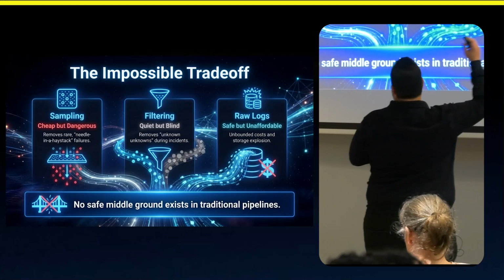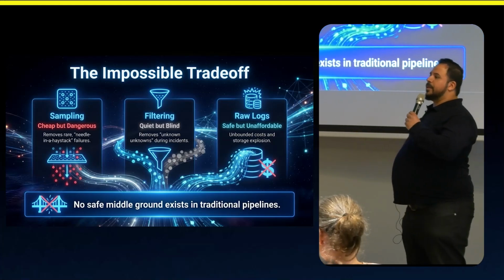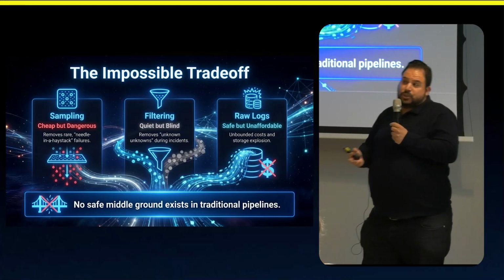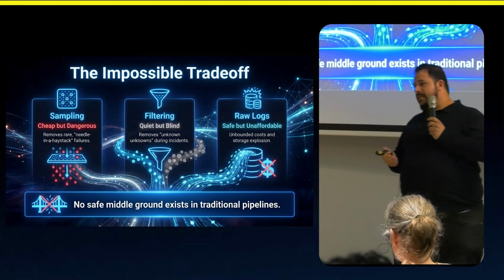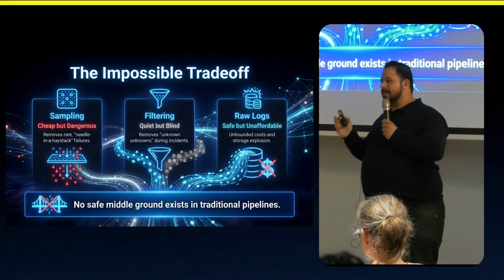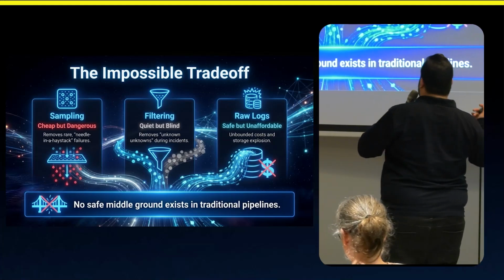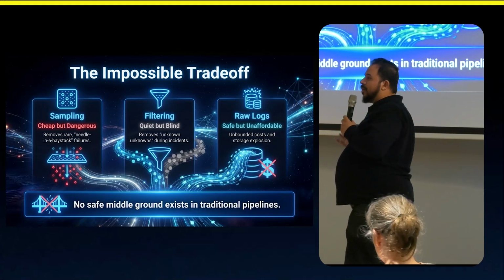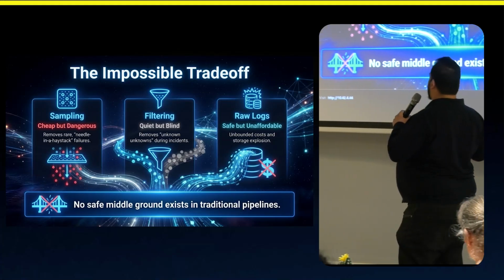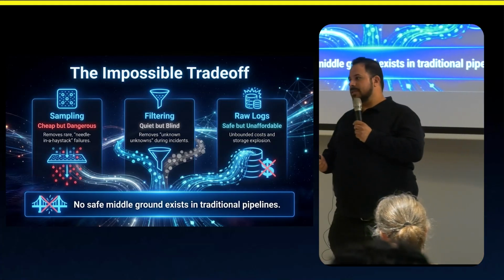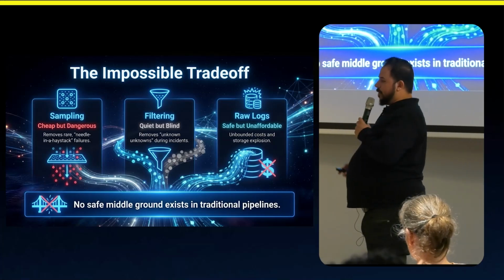So we encountered an impossible trade-off. We could do sampling, but then it's cheap, but it's dangerous. We can filter, it's quiet, but again, we're blind when a specific incident happens. And well, we can actually save it all, right? We can just go with the raw logs, but then we're paying heaps of money. It's so inefficient, and the ROI is so low. So there was no safe middle ground for us.